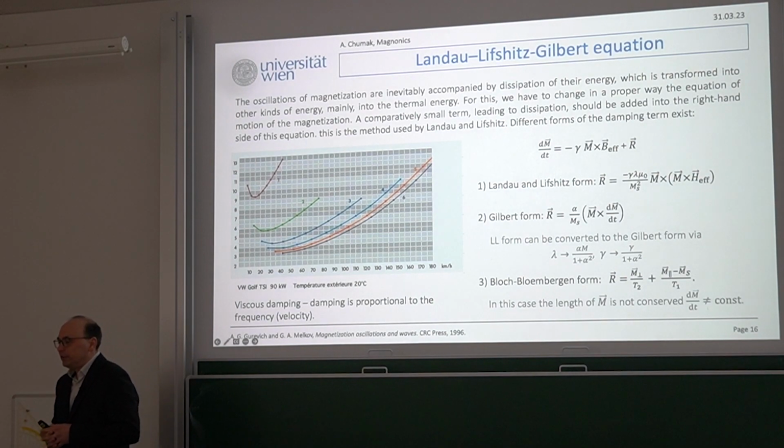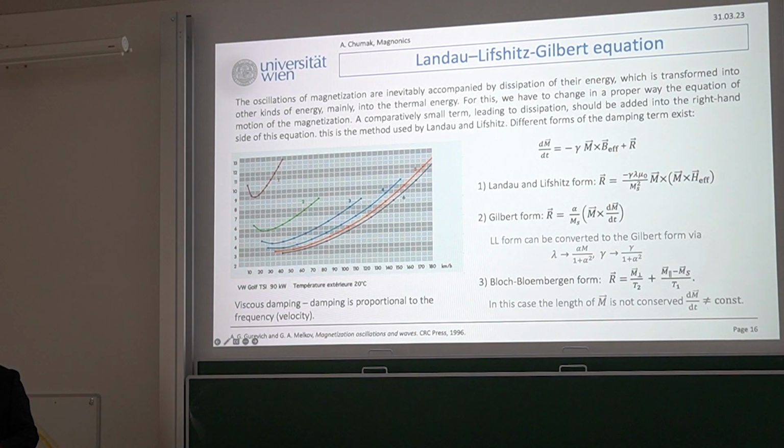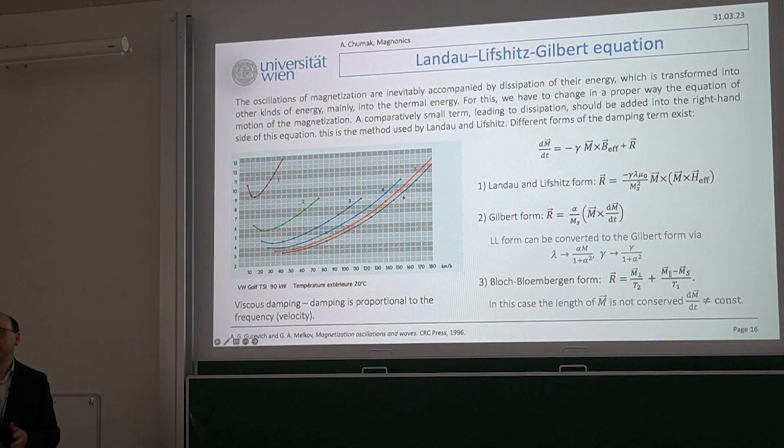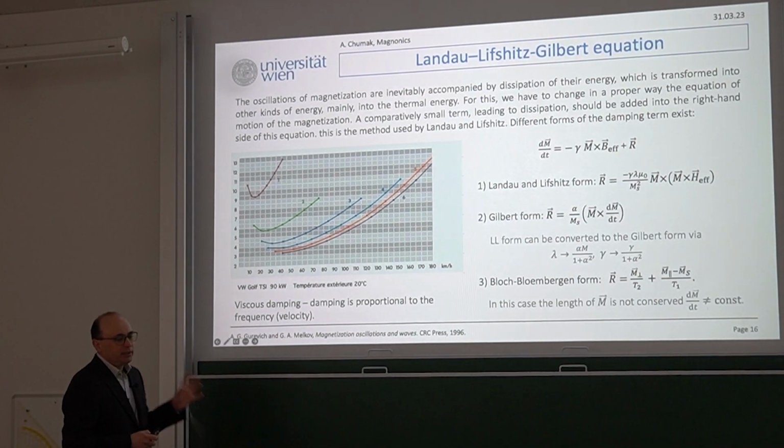And the reason for this is very simple: when we go very fast, the resistance from wind is large, and then we have to pay with extra fuel. And Gilbert damping explains exactly the same.